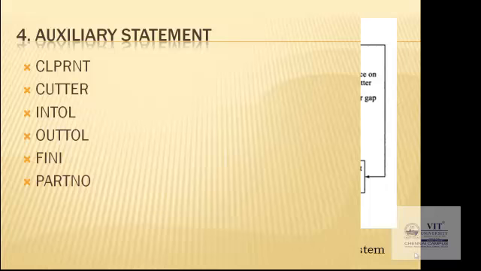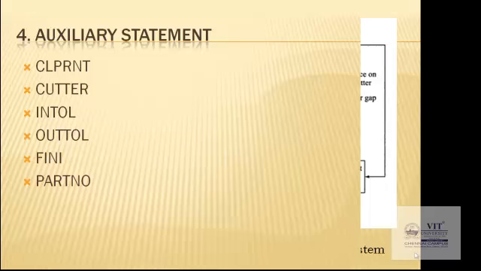Auxiliary statements are required to print your program, what you made. That entire program, if you want, you can print. And you can specify the cutter diameter, everything, and tolerance values you can set, inside tolerance and outside tolerance. This is the inside tolerance value, this is the outside tolerance value. Finishing value you can set, how much accuracy you want to exercise, and you can save the part number.